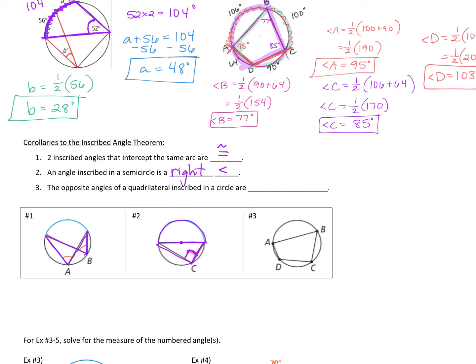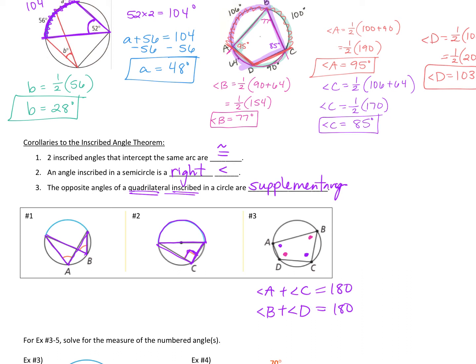The third one is the one we just talked about, the opposite angles of a quadrilateral inscribed. So if you have a quadrilateral inscribed in a circle, those angles are going to be supplementary. In other words, angle A plus angle C will equal 180, and angle B plus angle D will equal 180. The ones across from each other are always supplementary. And again, all 4 of them together will equal 360 because it's a quadrilateral. Okay?